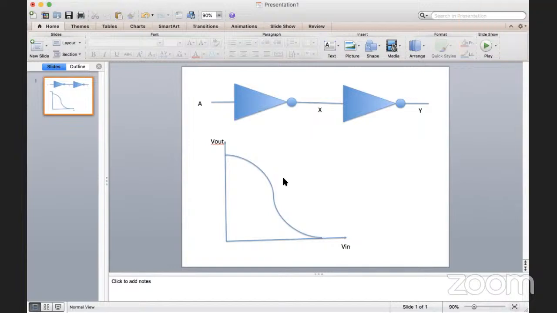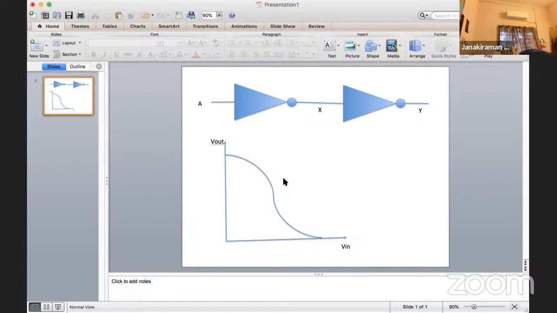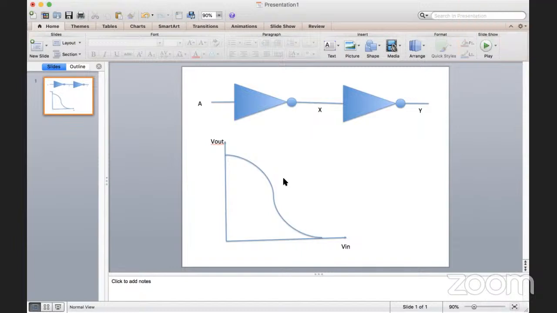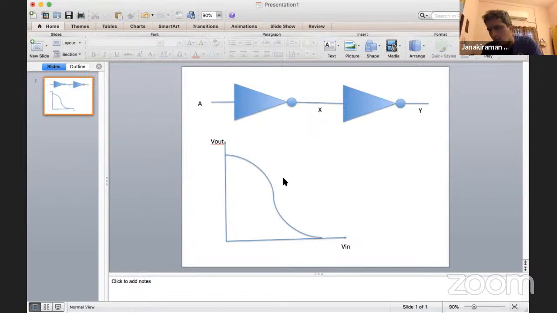Please give some hints, sir. Okay, so the way to solve this problem is A is the input for inverter 1, correct? Yes, sir. Based on the input A on this graph, you have to take, let's say, 1 volt.